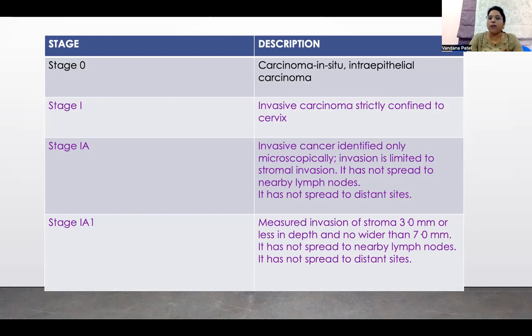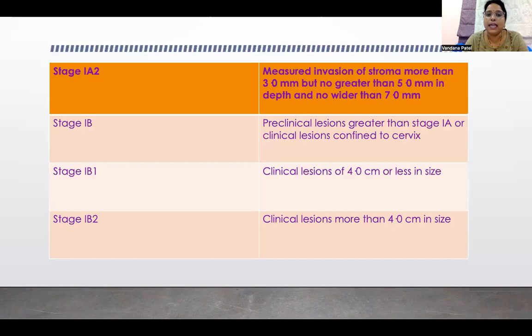In stage 1A, the invasive cancer is identified only at the level of the stroma, and it has not spread to the adjacent lymph nodes or to distant sites. In stage 1A1, the measured invasion of the stroma is 3 millimeter or less than 3 millimeter in depth, and 7 millimeter wide. And again, it has not spread to the lymph nodes and no distant metastasis is there.